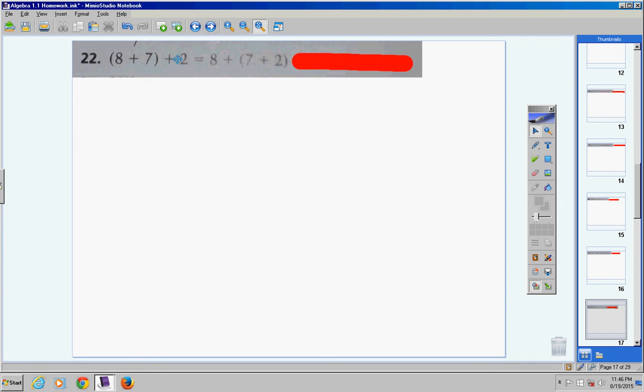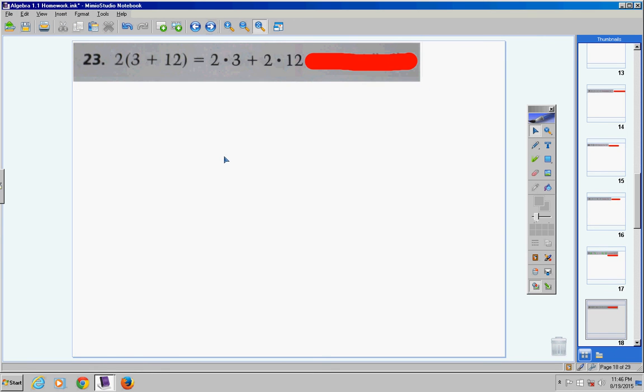22. Okay, notice we have parentheses around the 8 and the 7, and then they move to the 7 and the 2. Everything is adding. Everything is adding. So we call that obviously the associative property for addition. Associative property for addition.